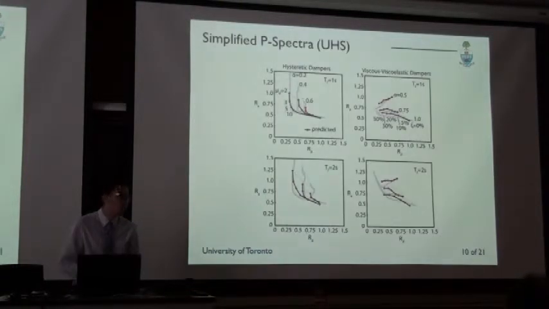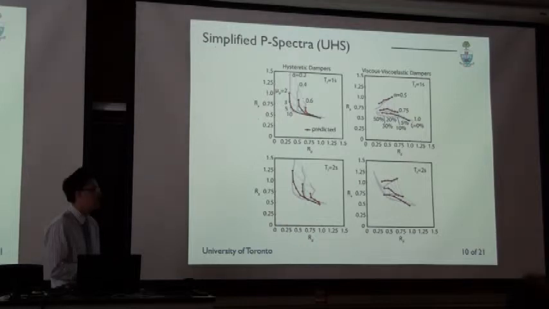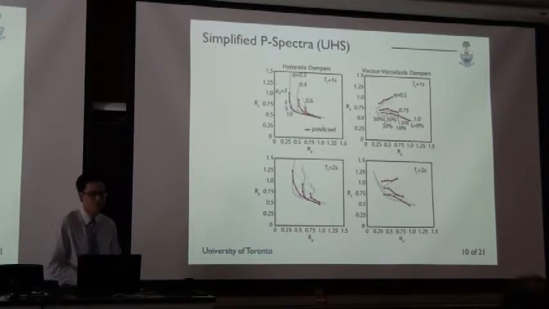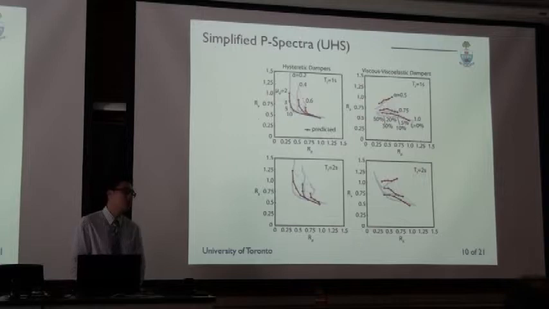So using these tools, we can generate performance spectra using the simplified method without running time history analysis at all. And these are some samples of generated performance spectra from the simplified method. There is also a rigorous error analysis for this method, but due to time constraints, there's no time to discuss that.